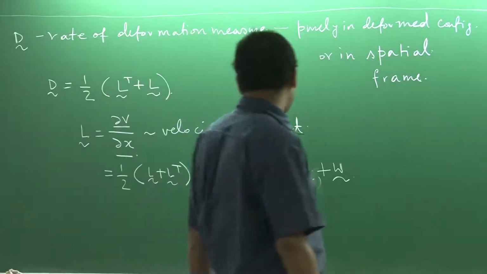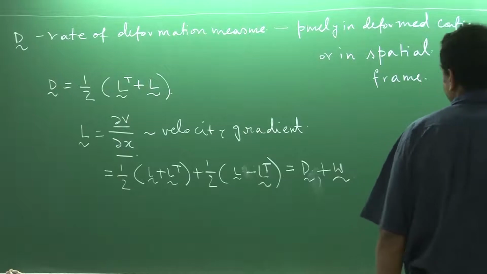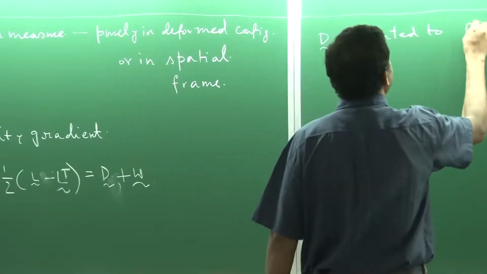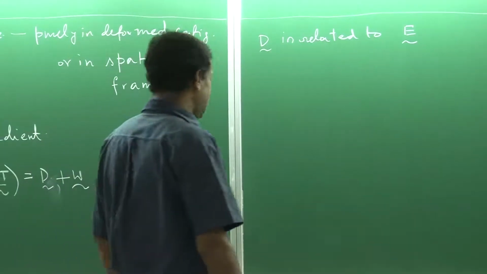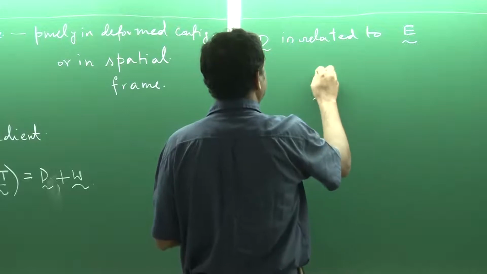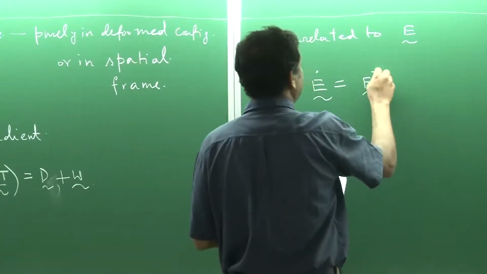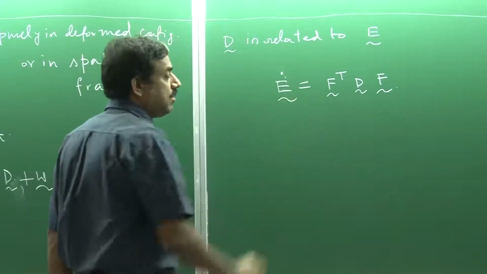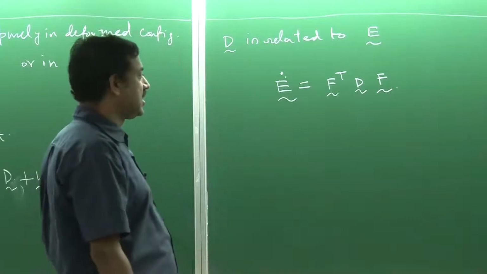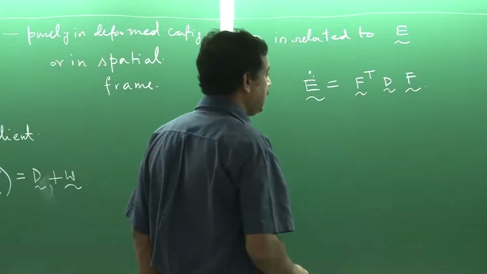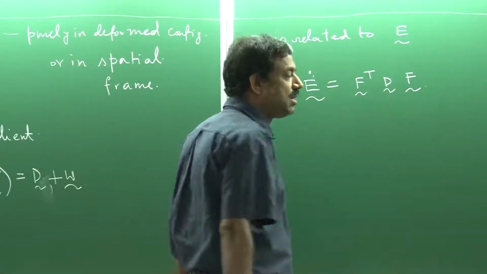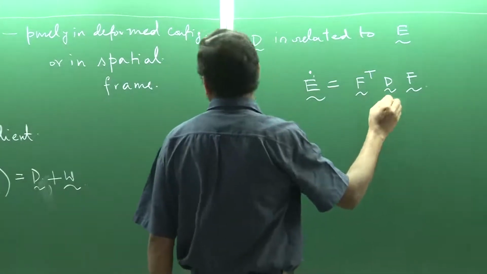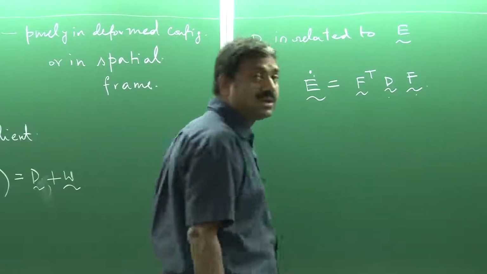And then what we have seen is that the rate of deformation tensor D is related to the rate of Green-Lagrange strain tensor, and the relationship, if you can recall, is E dot is F transpose D F. So, the rate of Green-Lagrange strain tensor can be obtained as a product: pre-multiply by the deformation gradient transpose, the rate of deformation tensor, and then the deformation gradient itself.